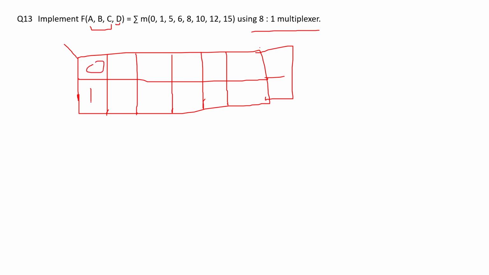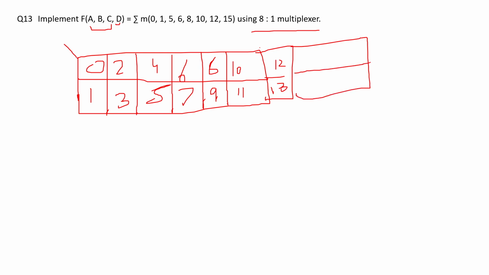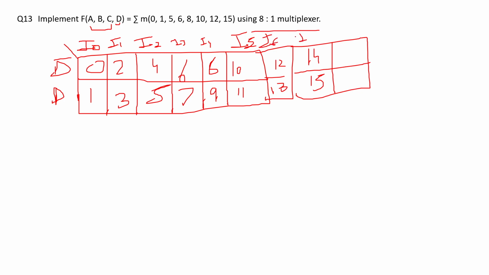So this is 0, 1, 2, 3, 4, 5, 6, 7, 8, 9, 10, 11, 12, 13, 14 and 15. I don't know why I constructed this extra box. So this is D bar and this is D. These are my input lines, I0, I1, I2, I3, I4, I5, I6, and then I7.